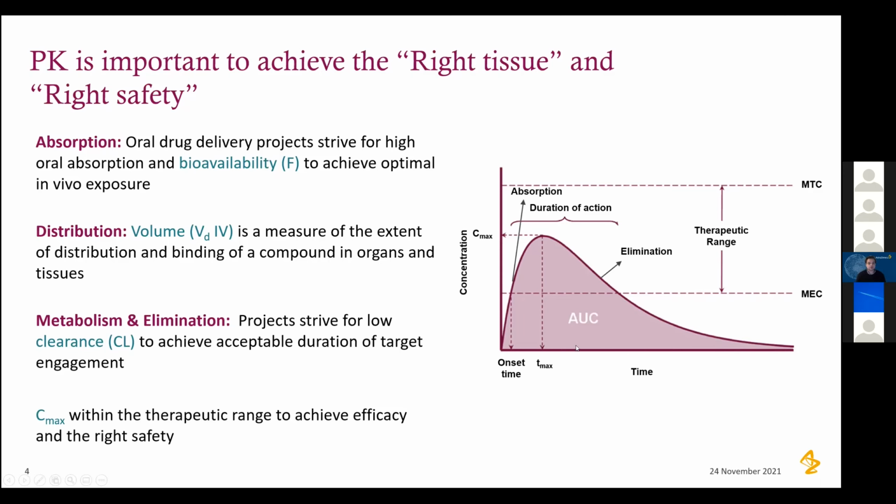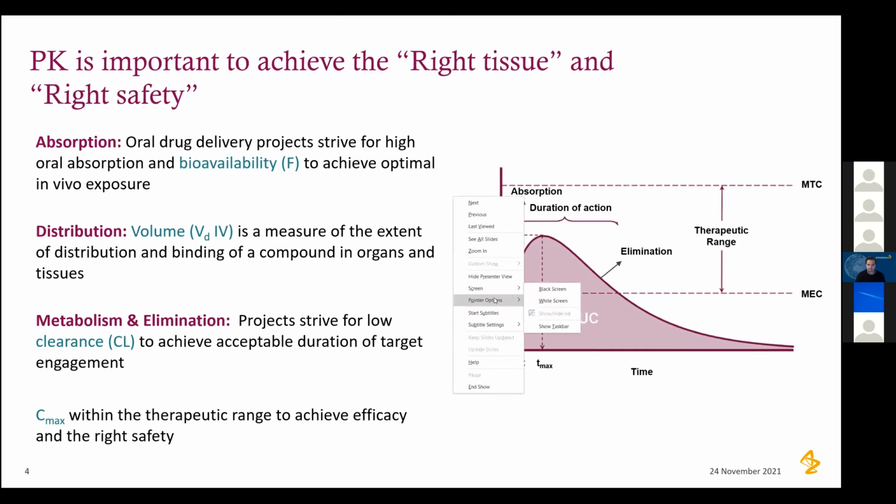For absorption, we are interested in bioavailability, which measures the uptake of drugs orally. For distribution, we're interested in volume of distribution, which measures how much actually reaches the right tissue. And for metabolism and elimination, we're looking mainly at clearance. For bioavailability, we want to have a high bioavailability to increase the exposure, and for clearance, we typically want to have a low clearance.